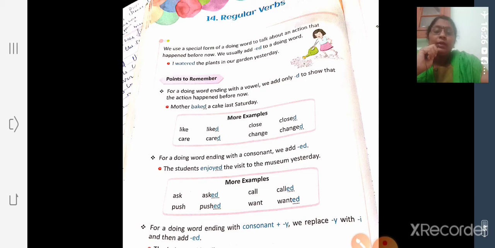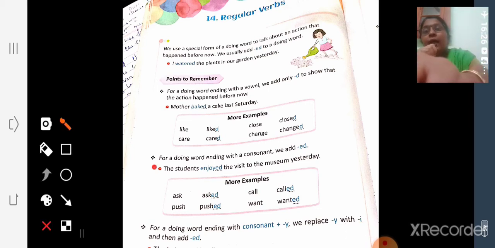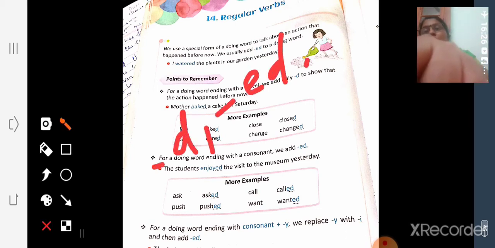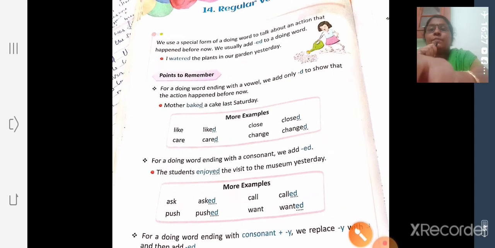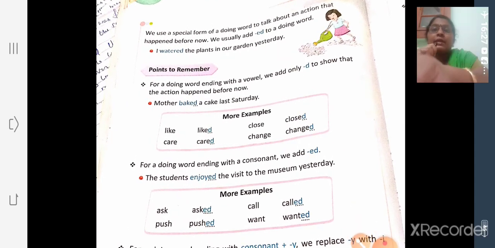So how can we form the past form of regular verbs? To talk about actions that happened in the past, we add d or ed or ied, etc. In order to change a verb into past, we have to add the ed form. That is what we are going to study. For regular verbs, we use a special form of a doing word to talk about an action that happened before now. We usually add ed to a doing word.